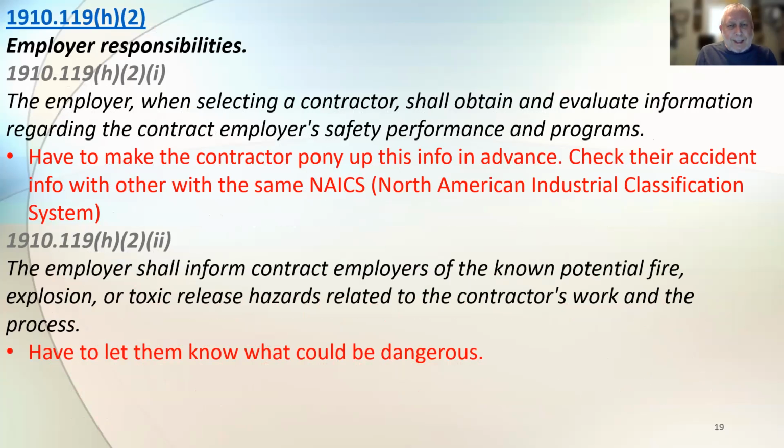The employer, when selecting a contractor, shall obtain and evaluate information regarding the contractor employer's safety performance and programs. Got to make the contractor pony up this in advance. Check their accident info with others in the same NAICS. The employer shall inform contract employers of the known potential fire, explosion, or toxic release hazards related to the contractor's work and the process. In other words, you have to tell them what could be dangerous.